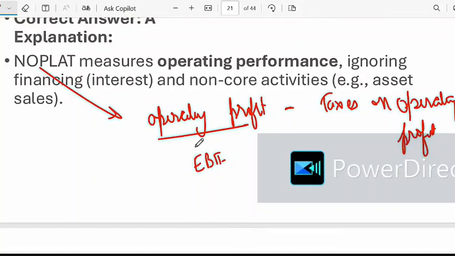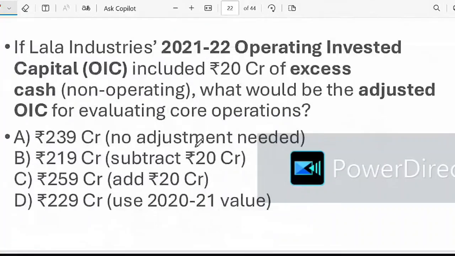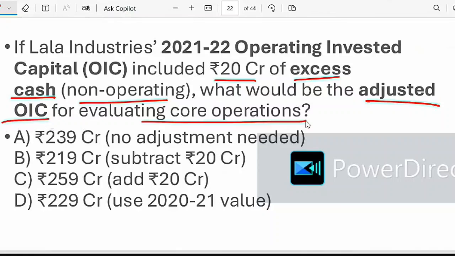Now have a look at the next question. In the same example, if the Lala industry 21-22 operating invested capital included 20 crore of excess cash, which is non-operating, what would be the adjusted OIC for evaluating the core operation? Right, that is the question. So what should we do with this excess cash?